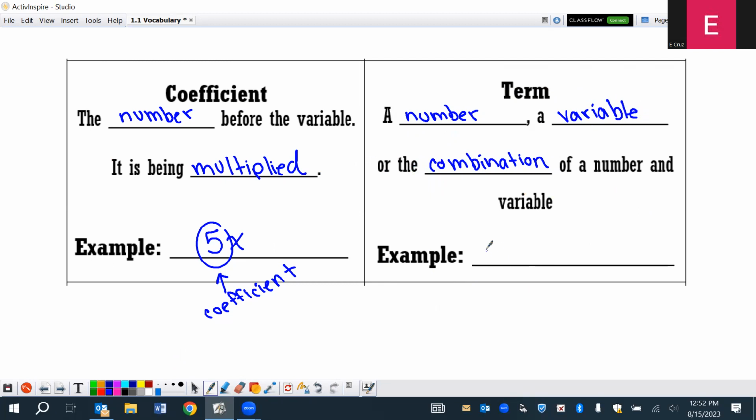So for example, -5x is a term. It has a number, a variable. 8 can also be considered a term. It's a constant. Y can also be considered a term. It's a variable. So it could be a number by itself, a variable by itself, or the combination of both.